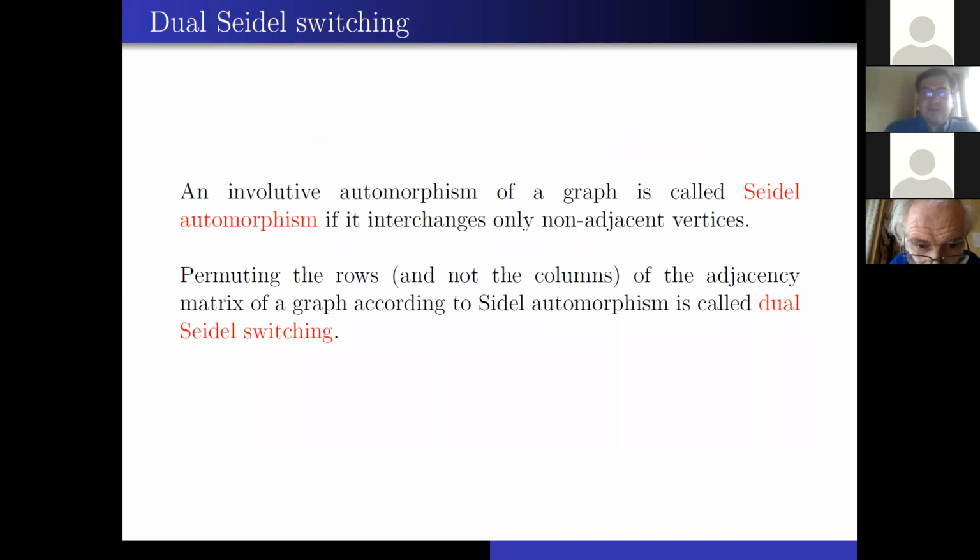And let me give a definition of dual Seidel switching. An involutive automorphism of a graph is called a Seidel automorphism if it interchanges only non-adjacent vertices, and permuting the rows and not the columns of the adjacency matrix of the graph according to a Seidel automorphism is called dual Seidel switching.